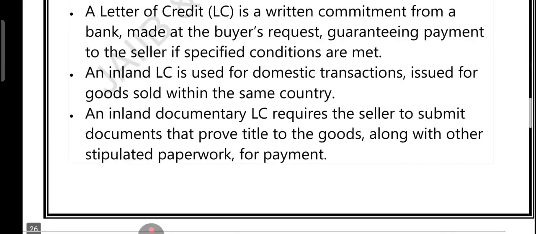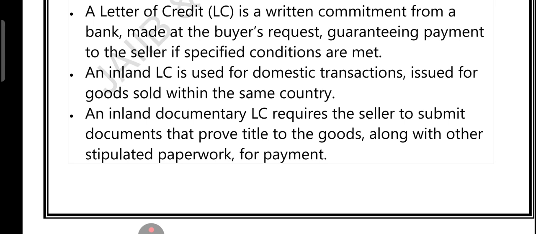Now let's talk about the letter of credit. It is a guarantee from a bank. It promises that the seller will get paid if they meet the terms set by the buyer. Let's simplify it further. It's like the bank is saying, seller, if you do your job, I will make sure that you will get paid.